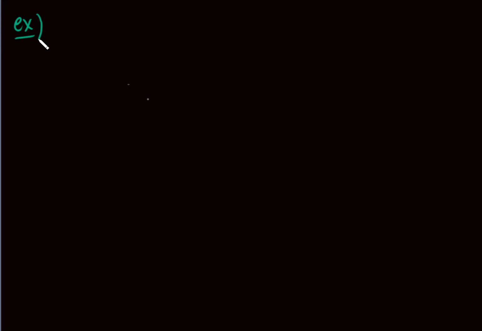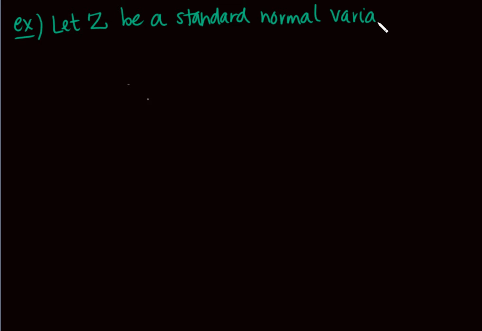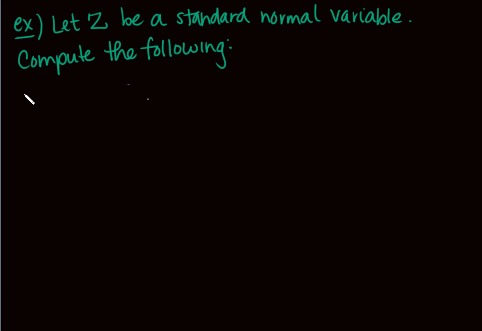Okay, so let's do an example of this, and then we'll do an actual example. I just want to get an example of using this chart. So let z be a standard normal variable. This is important: this chart is only for standard normal variables. I just want us to get used to this chart. And we're going to do an example where maybe we don't have a standard normal variable, and how do we get it into that?